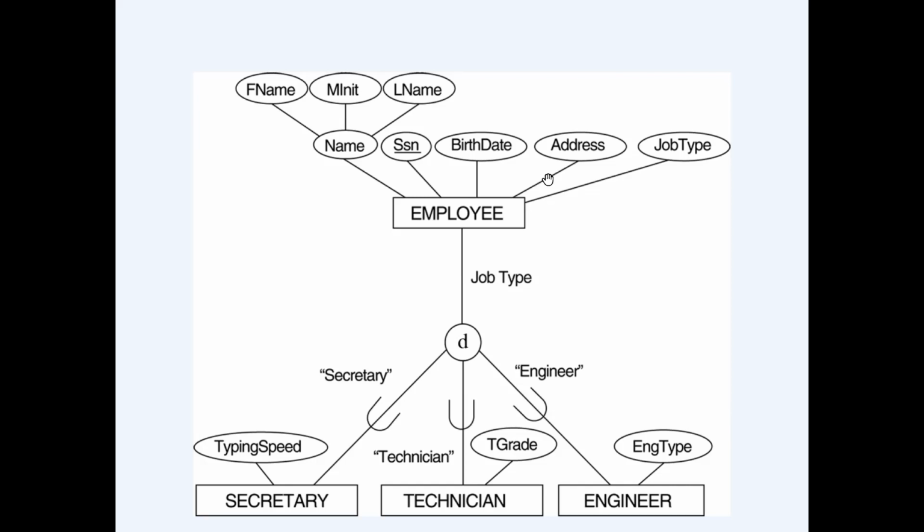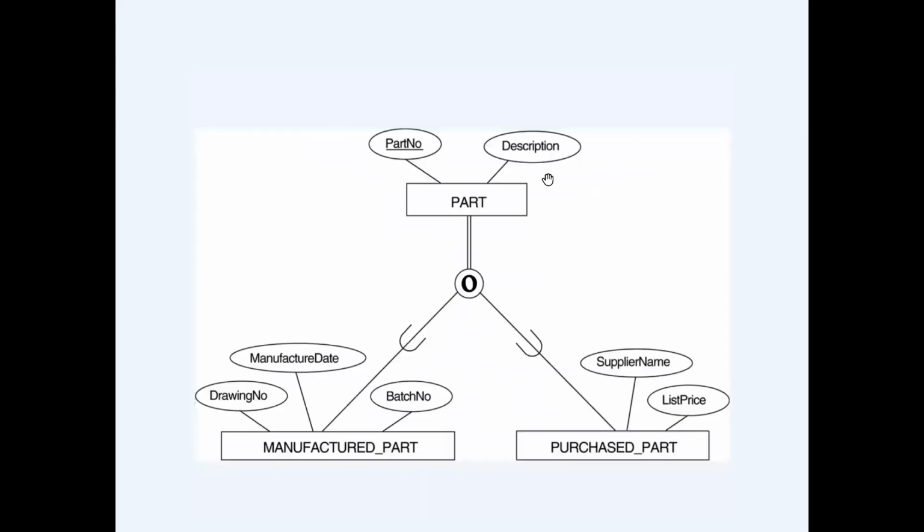Okay. So I think that's good because we don't have to go through everything. And similarly, there are other ideas, like overlapping. For example, in this one, what this means is the part can be specialized into a manufactured part or a purchased part or both. The O indicates that it's overlapping, right?